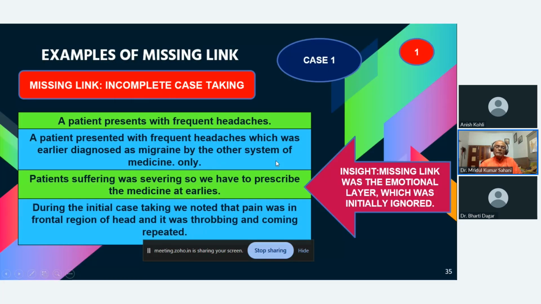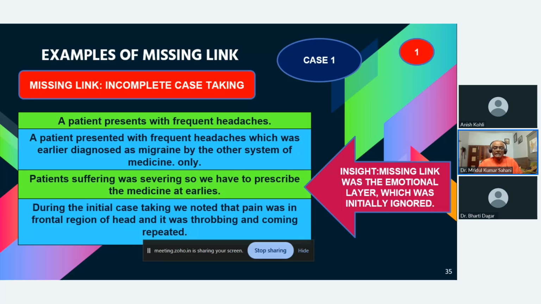Now I am giving you some cases. This part is very important because it is going to demonstrate how the patient is handled. Now, the first is incomplete case taking. A patient presented with frequent headache, and he was earlier diagnosed as migraine by another system of medicine and was treated by that system. The patient's suffering was severe, so we had to prescribe the medicine early because the intensity was so high.